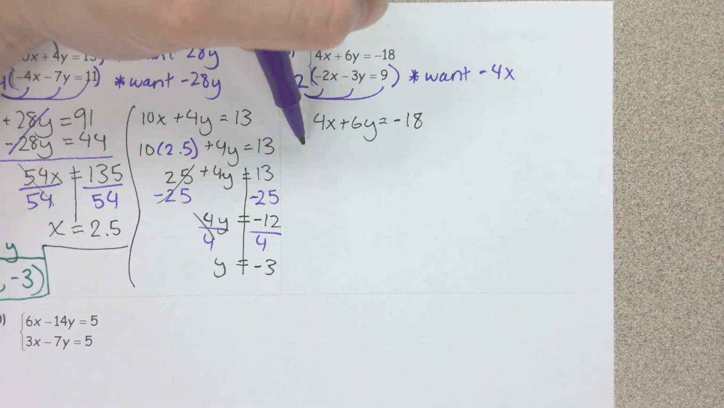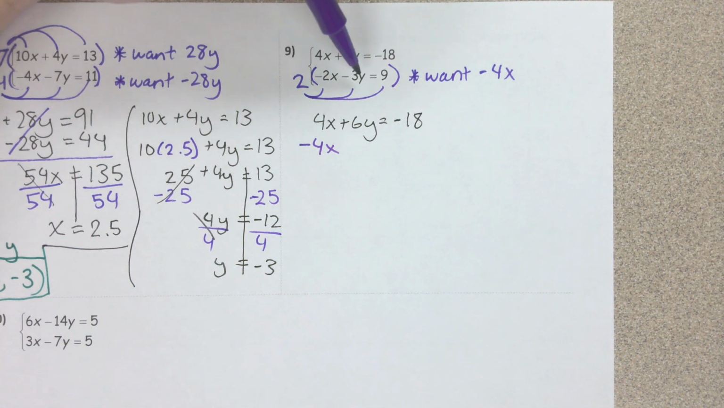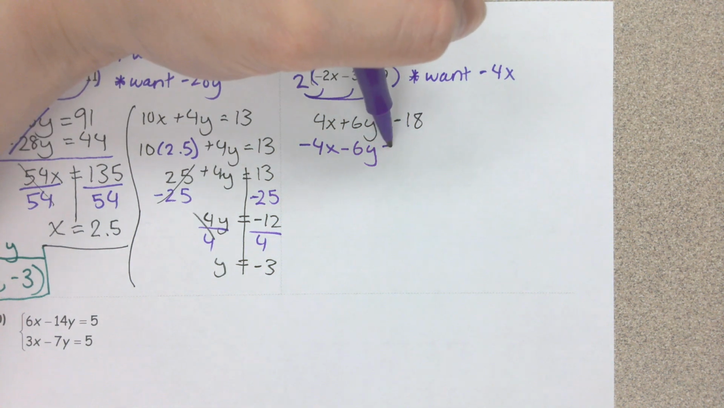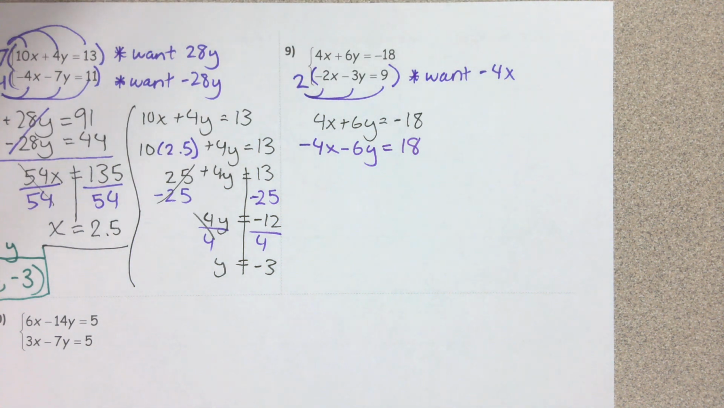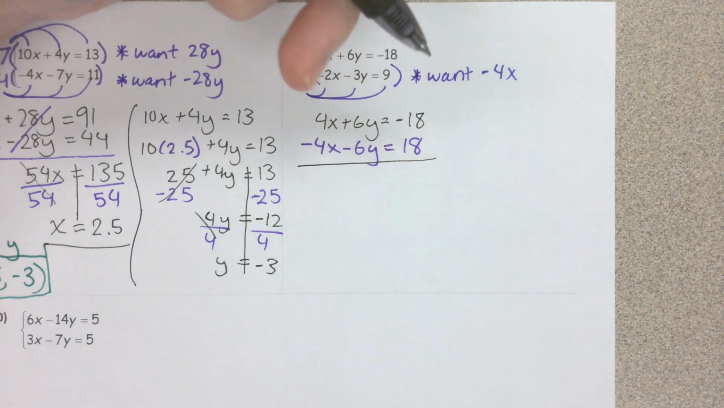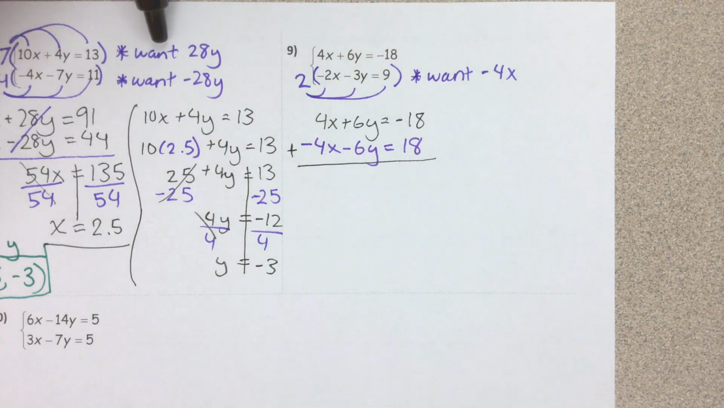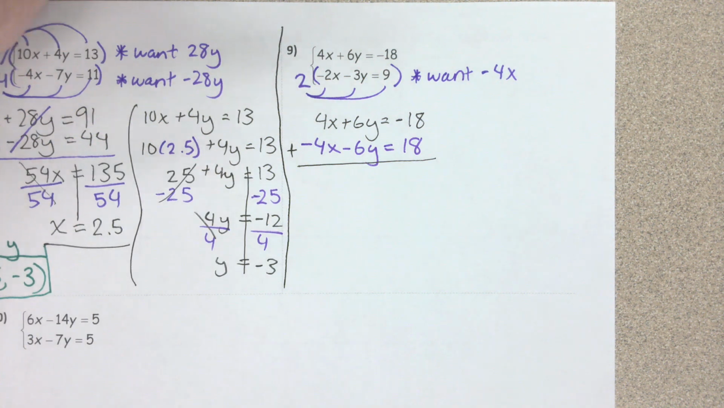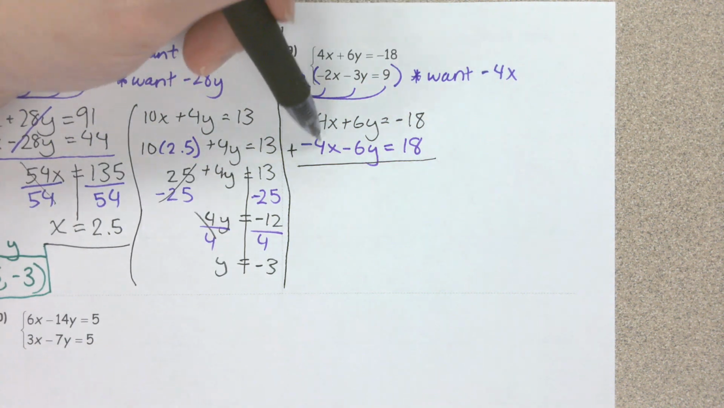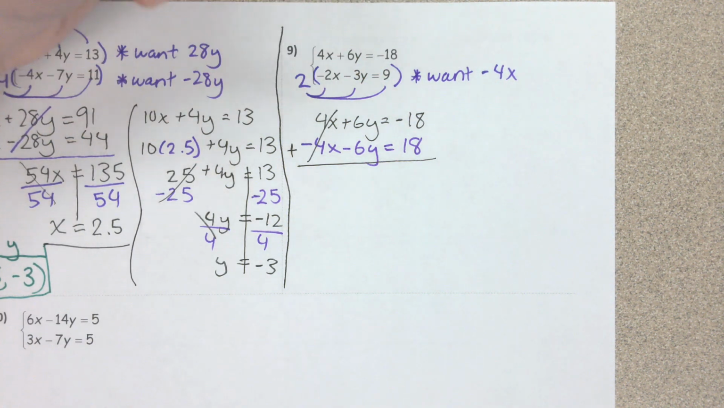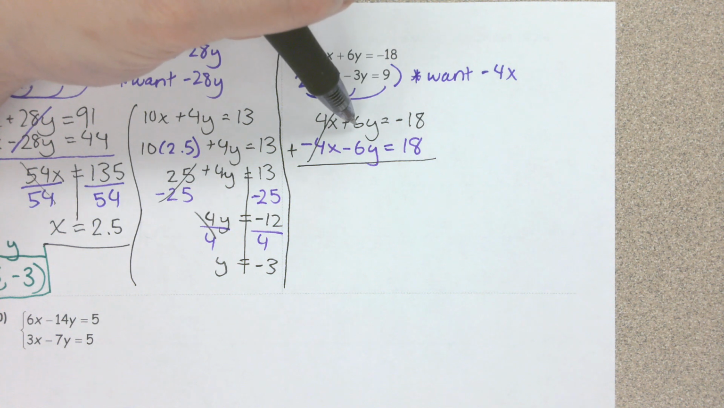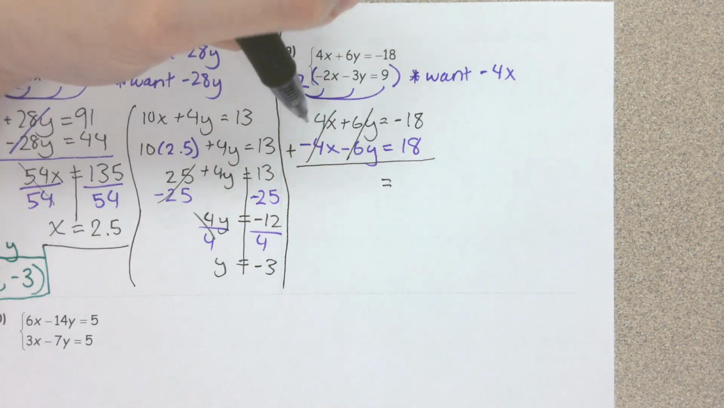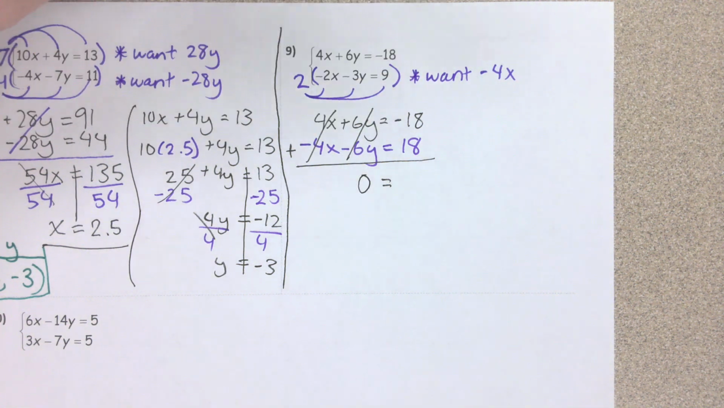2 times negative 2x is negative 4x. 2 times negative 3y is negative 6y. 2 times 9 is positive 18. And then we add the equations. Okay, so the x's cancel. I set that up that way, positive 4, negative 4. Next we have positive 6y and negative 6y. These will also cancel. So on the left side, there's nothing left, that's 0.